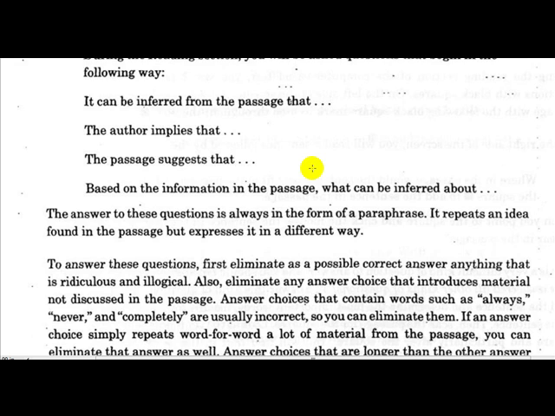To answer these questions, first eliminate as a possible correct answer anything that is ridiculous and illogical. Also, eliminate any answer choice that introduces material not discussed in the passage. Answer choices that contain words such as always, never, and completely are usually incorrect, so you can eliminate them. If an answer choice simply repeats word for word a lot of material from the passage, you can eliminate that answer as well.